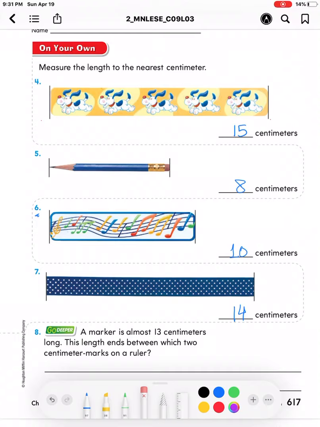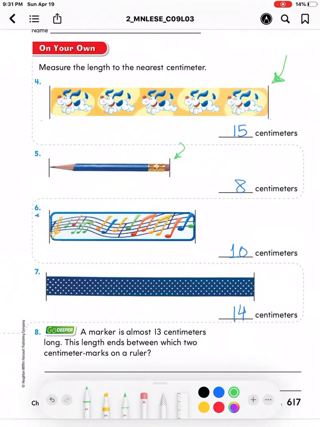Now I want to ask you a question right here. What is the longest object? The longest object, this, of course, is the longest object. Which one is the shortest object? The pencil, right? This small pencil is the shortest one.